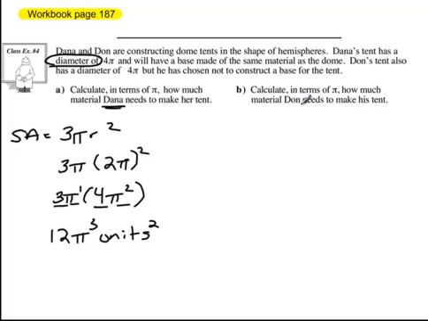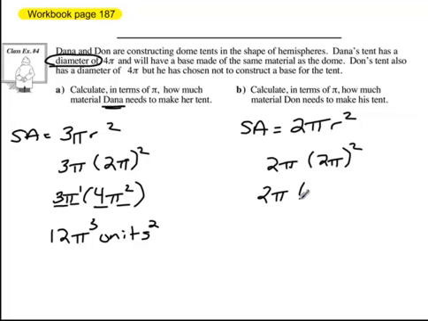And then for the last one, in Dawn's tent, she's not making a base, so the surface area of a hemisphere when you don't include the base is going to be 2 pi r squared. Let's just use the same method we used previously, so 2 pi, our radius is 2 pi, and we're going to square that. Should be 2 pi times 4 pi squared. So I squared the 2, and then I can't really square the pi without getting a decimal answer. Altogether, I get 8 pi cubed. Whatever the units are going to be, they will be squared for surface area.